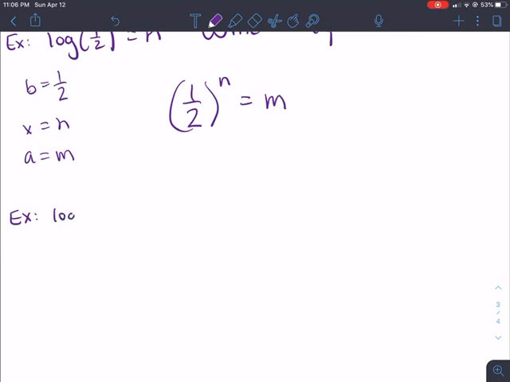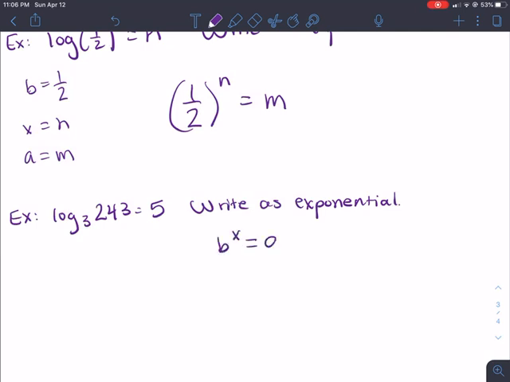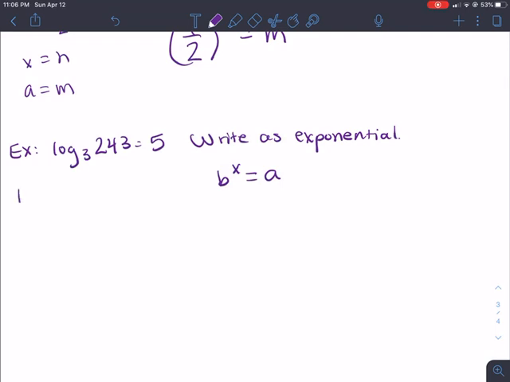So they give us log base 3 of 243 equals 5, and they want us to write it as exponential. Okay, so again, the exponential function is b to the power of x equals a. I'm going to identify my b, my x, and my a. So my b is 3, my x is 5, and a is 243. I'm now just going to plug it in. 3 to the power of 5 equals 243.